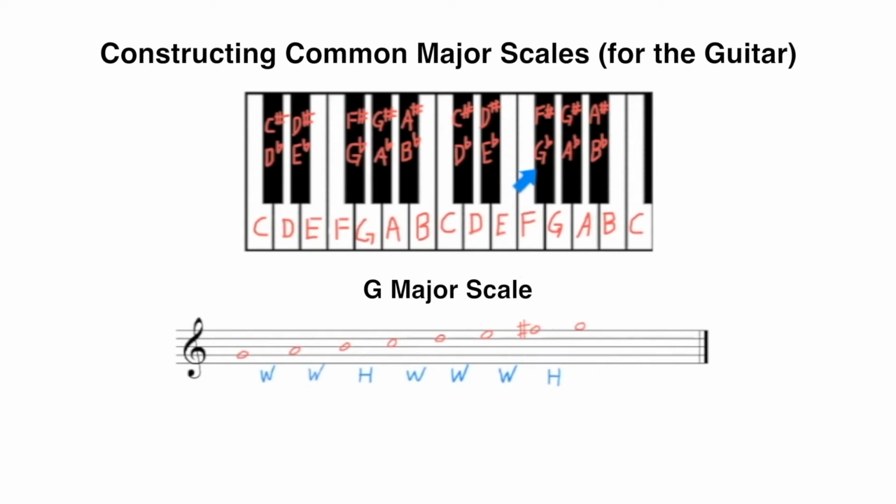Finally, we need a half step from F sharp to G. Looking here at the piano, we can see that from the black key of F sharp to G is one key, so it's up a half step. So we now have the G major scale.